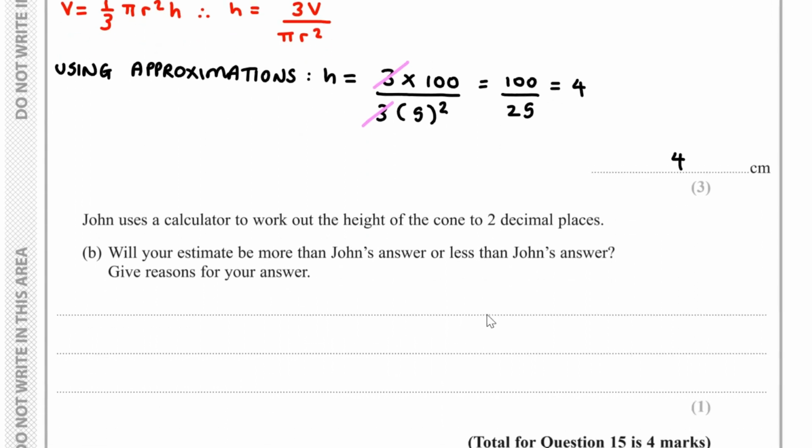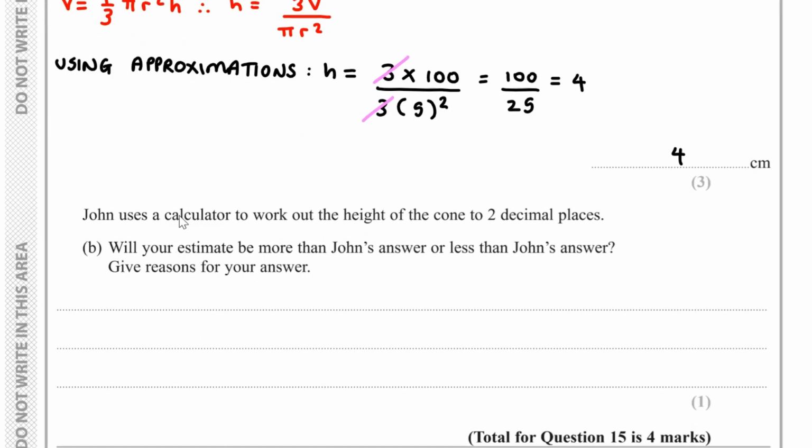centimeters. Now for part B, John uses a calculator to work out the height of the cone to 2 decimal places. Will your estimate be more than John's answer or less than John's answer? Give reasons for your answer.